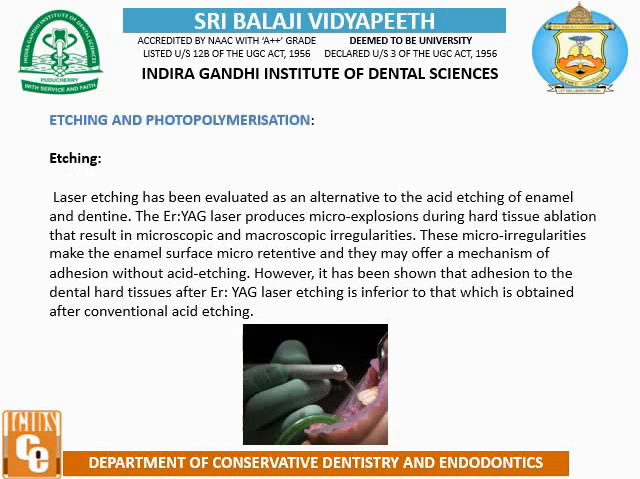Etching and photopolymerization. Etching. Laser etching has been evaluated as an alternative to the acid etching of enamel and dentin. The Er:YAG laser produces microexplosions during hard tissue ablation that result in microscopic and macroscopic irregularities. These microirregularities make the enamel surface micro-retentive, and they may offer a mechanism of adhesion without acid etching. However, it has been shown that the adhesion to the dental hard tissues after Er:YAG laser etching is inferior to that obtained after conventional acid etching.